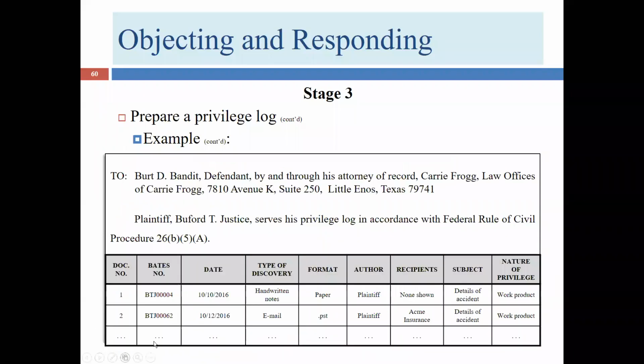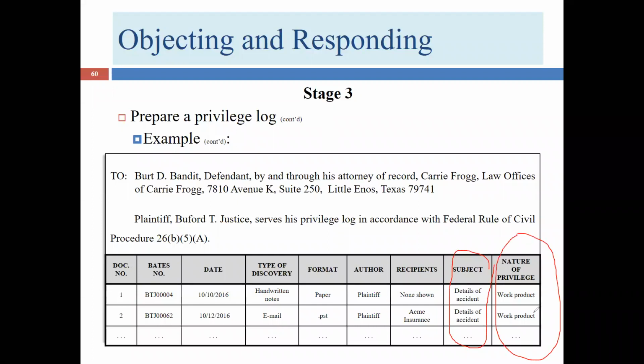Here we go. And so here's an example. You need to provide, of course, we have the 2-line. You're sending this to opposing counsel, and this is your privilege log. And you can see we have our Bates numbers. We have the date that this particular thing was created. We have what type of discovery it is, what is its format, who wrote it, who received it. And these two are really important. What is the subject, and what is the nature of the privilege?